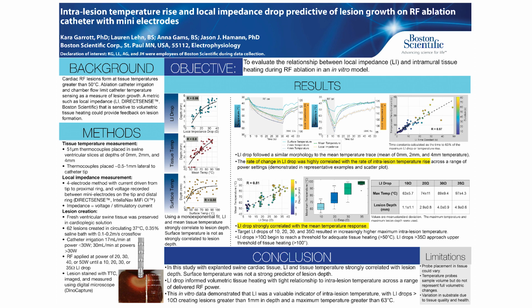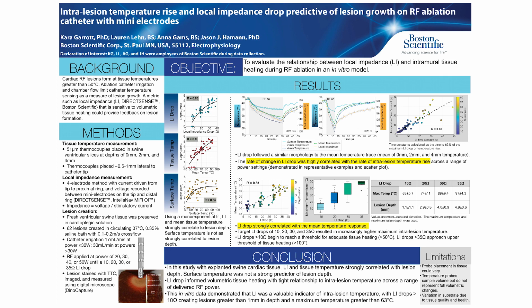Lesions were created on fresh ventricular swine tissue that was preserved in cardioplegic solution and explanted day of experimentation. A total of 62 lesions were created in a bath designed to mimic the blood pool temperature, conductivity, and flow. Catheter irrigation was standard at 17 mL a minute for powers less than 30 watts and 30 mL a minute at powers greater than 30 watts.